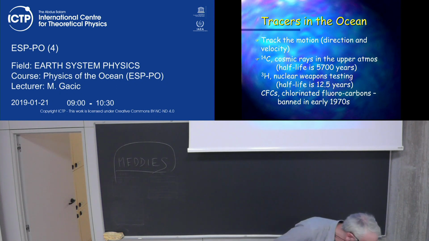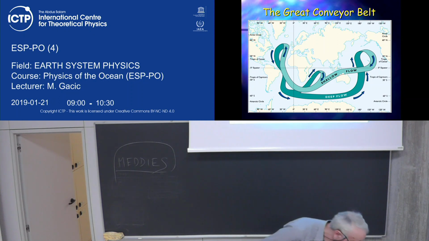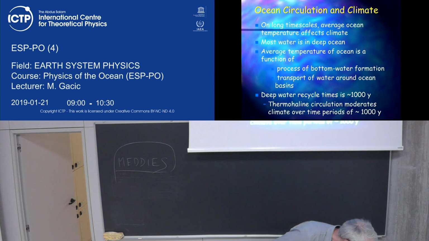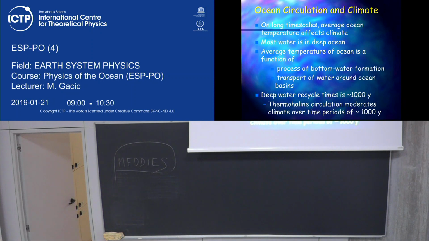Okay, so I will skip over this, and this is the great conveyor belt, thermohaline driven, which I've already mentioned to you. And now this is one more important aspect which I would just like to touch on, that on long time scales the average ocean temperature affects the climate. And most water is in the deep ocean. The very thin surface layer is the one which is in contact with the atmosphere. And that's another important thing.